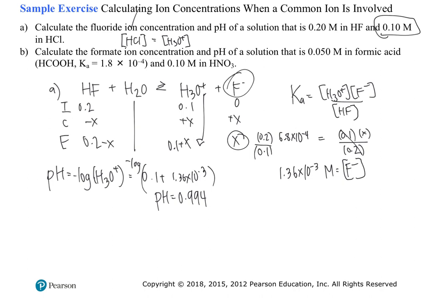Now you could realize that this number here is so small compared to 0.1. And if we did make the approximation there and just did pH equals negative log of 0.1 and not do plus X, then I would get 1.00, which is pretty close to that one. So you can even make the approximation there.